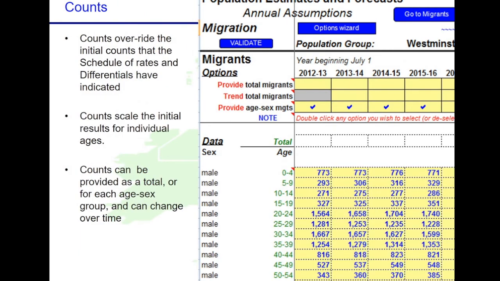And finally, the penultimate demographic input is counts. So counts override the initial counts that schedules of rates and differentials and any summary rates have indicated. So using these counts of births, deaths, and migration, we scale the initial results for individual ages. And we can provide counts as a total, or we can provide counts for age sex groups, and indeed these can change over time. So here we have a migration input file where we're providing age and sex detail of migration over a number of years.